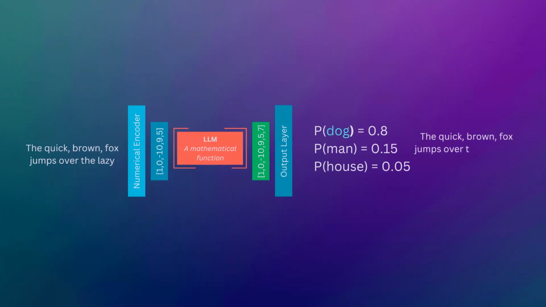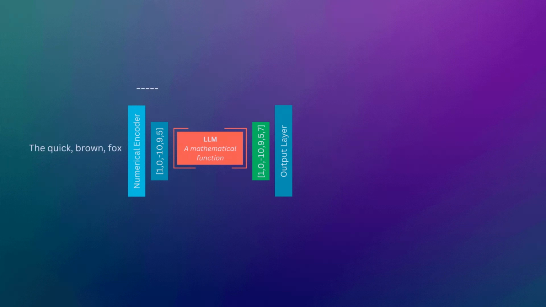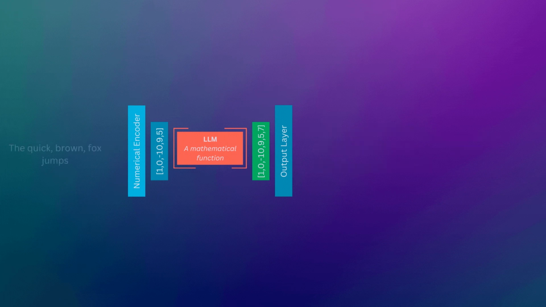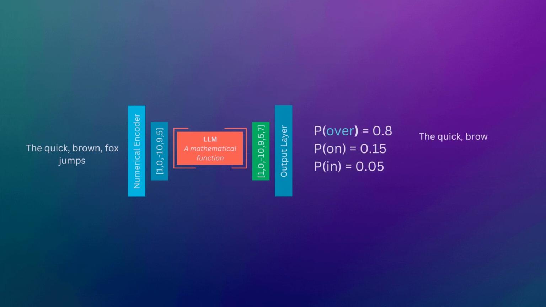At that point, we have our parameters in our mathematical function. And from then on, we can feed that function with a sentence, and then it will continue to generate the next words in the sentence as it sees fit. This is the basis of a large language model.